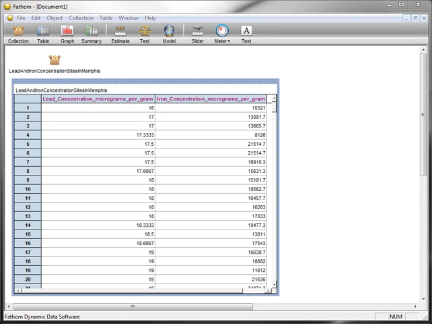Hello, this is Jeff Hamrick at Rhodes College again, and I'm going to spend a few minutes talking about how you create a scatter plot for bivariate data in Fathom.